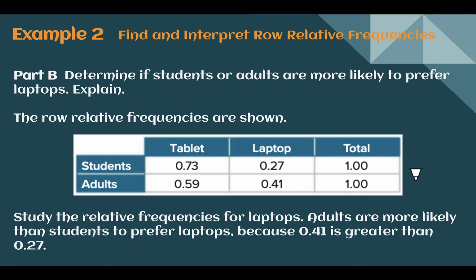Now that we have our relative frequencies, we can figure out, are students or adults more likely to prefer laptops? The relative frequency for laptops. So if we're looking, we have 0.27 or 27% of students or 41% of adults. Which one is more likely to prefer laptops? 41% is more likely to prefer laptops. That's a higher percentage, or 0.41 is higher than 0.27, so they would be more likely to prefer. If we wanted to know less likely, we would choose the smaller number.